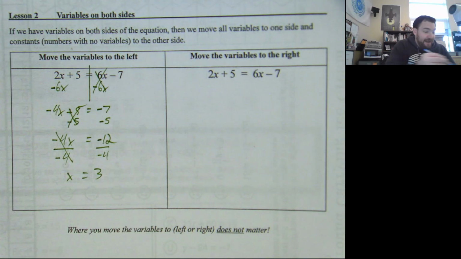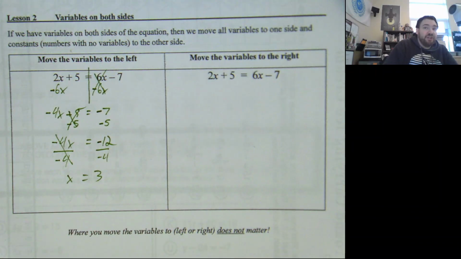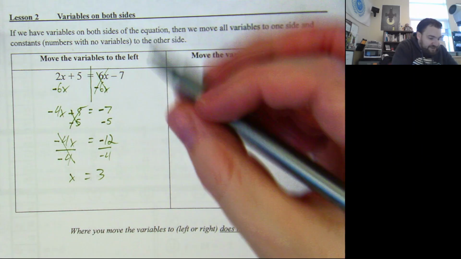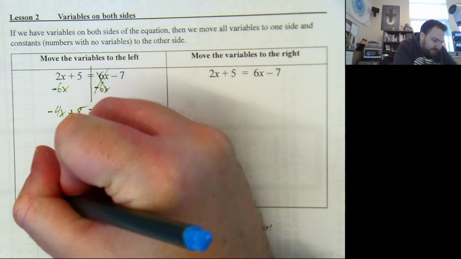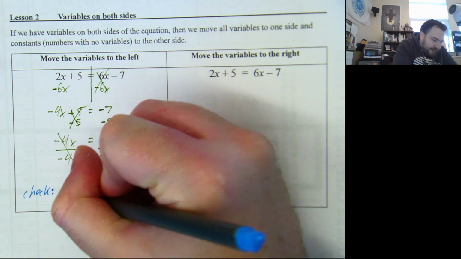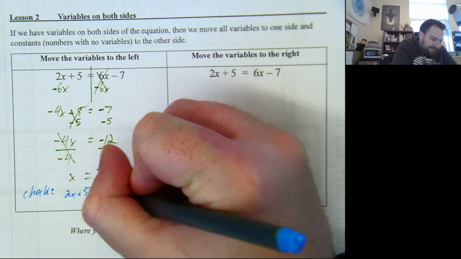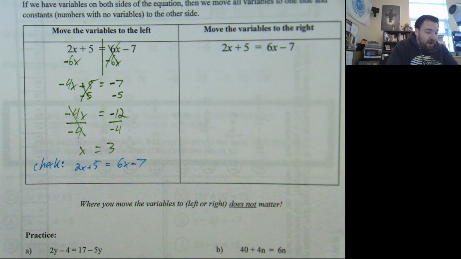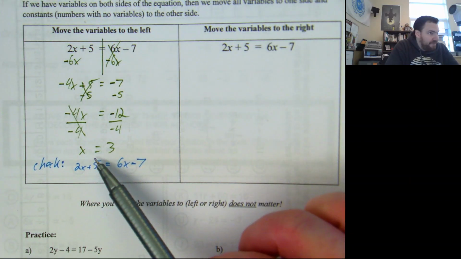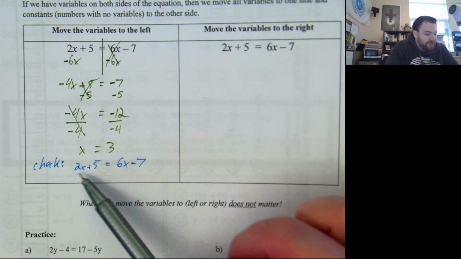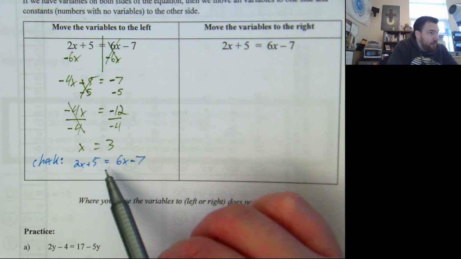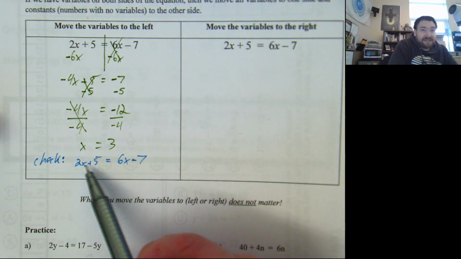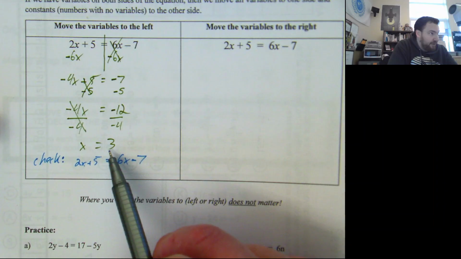To check, we can plug it back in. The check on these ones is going to look a little different. The check on these ones says, okay, well, I've got 2x plus 5, and I've got 6x minus 7. And we're going to plug our value that we think x is into both sides, and as long as it stays equal, we're good. So I want to replace my x's everywhere with this value of 3.